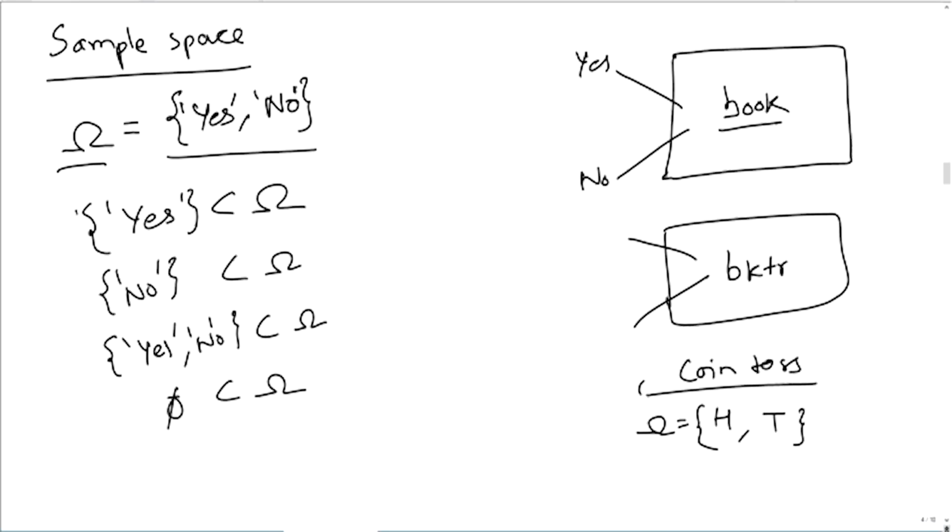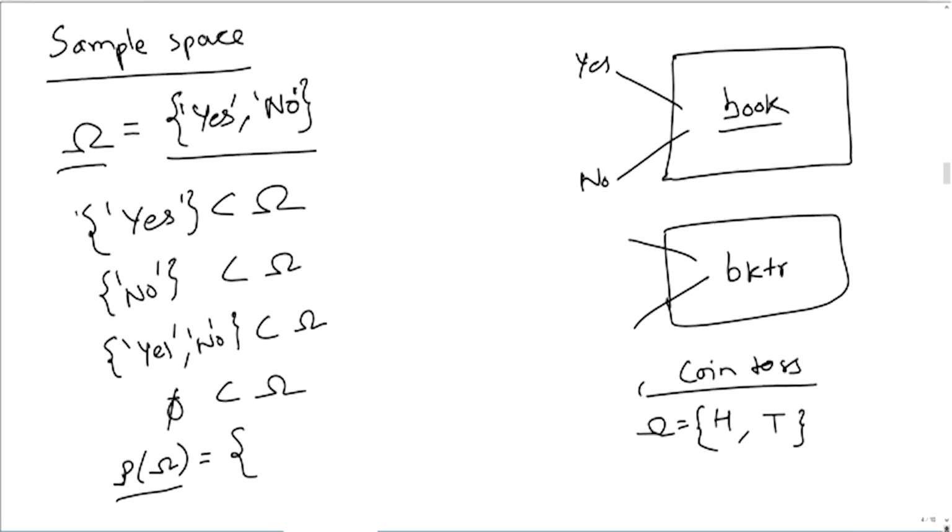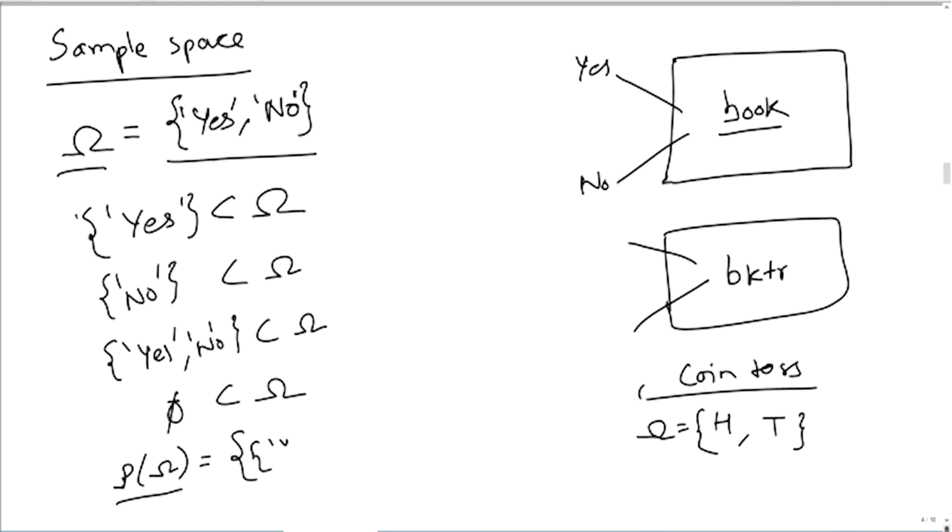So essentially what we are saying is that you can figure out the power set of omega. Remember the power set? It's the set of all the possible subsets. So the power set of omega would be the set of all possible subsets of omega. This would include a set containing only yes, a set containing only no, a set containing yes and no, and an empty set. So this is the power set of omega.